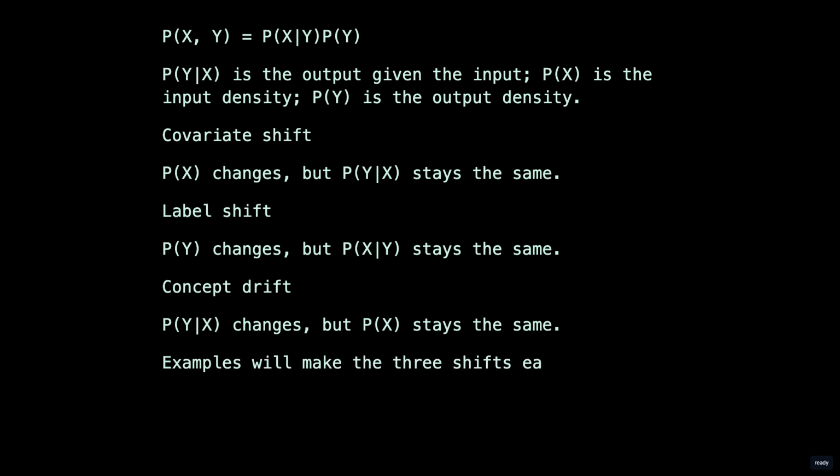The formulas are dense at first, so concrete cases help. Once the examples are on the table, the difference between changing inputs, changing labels, and changing the rule becomes much easier to see.